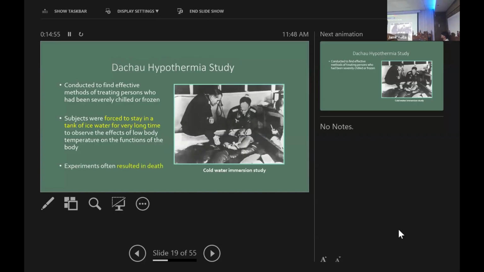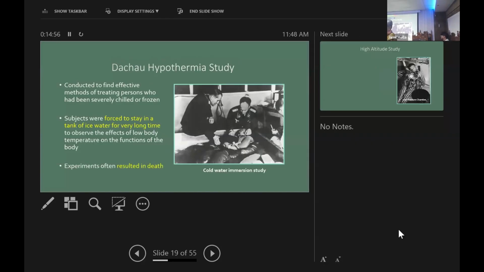And most of the time, the experiments often result in the death of the participants. So that is one horrific experiment conducted by Nazi doctors.